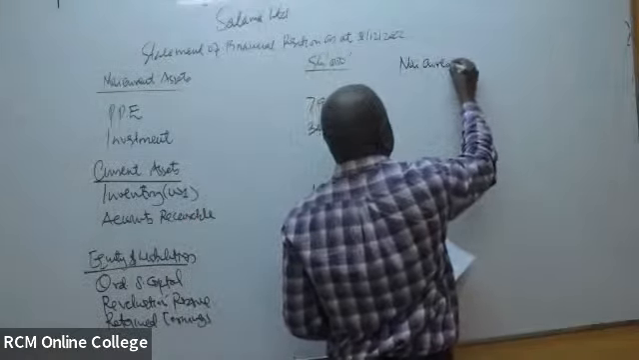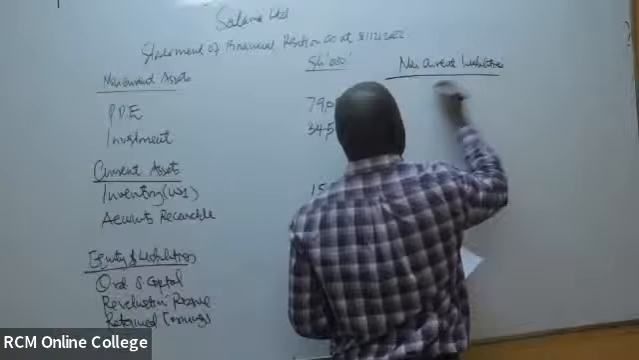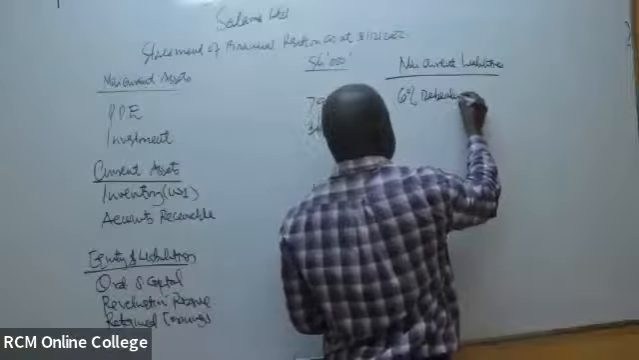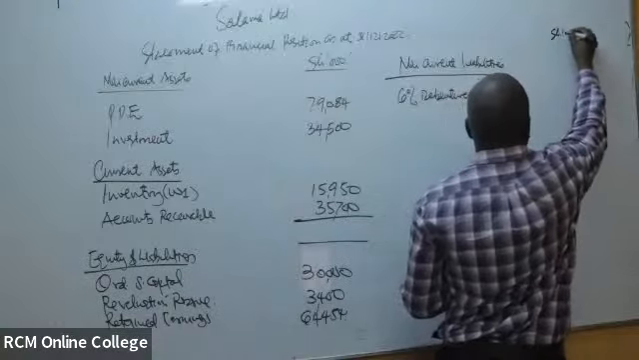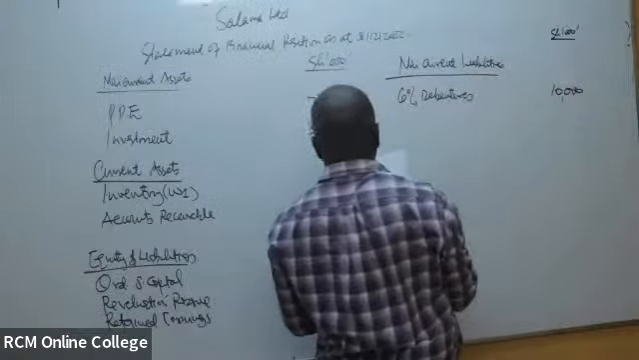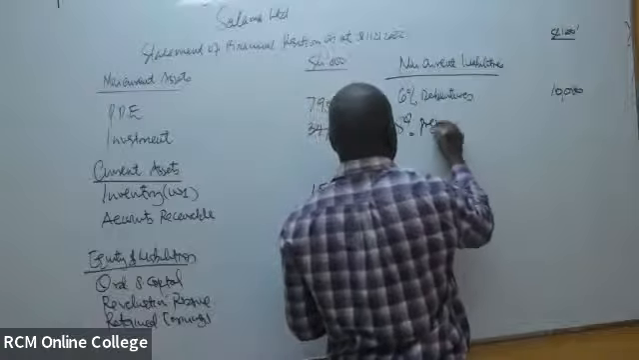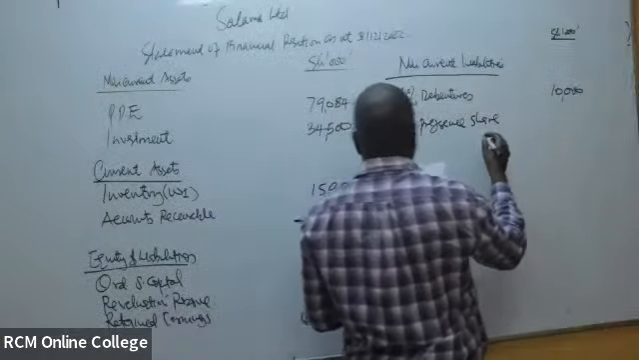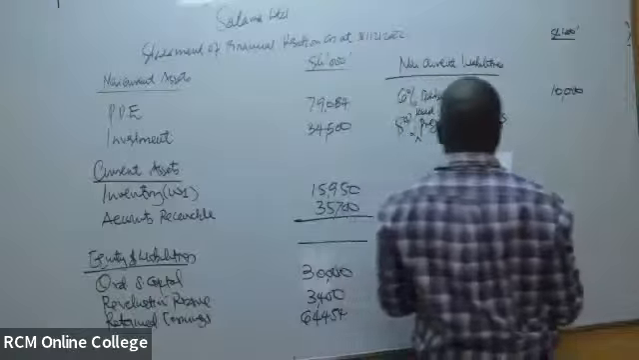Non-current liabilities. We have in this case the 6% debentures, which we are told the value is 10 million. Our shillings is actually in thousands, so the value is actually 10 million. We have in this case our 8% redeemable preference shares, with a value of 12 million.